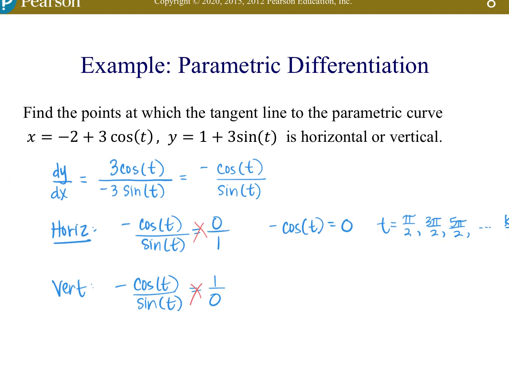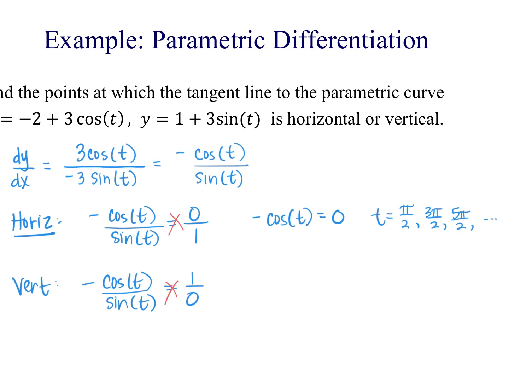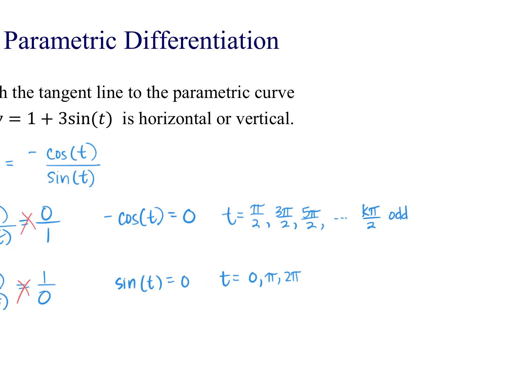For vertical tangents, again, we'll cross multiply, and that will give me the sine of t equals 0. And that happens multiple times as well. The first time it happens is at 0. Then it'll happen again at pi, and at 2 pi, and at 3 pi, etc. So we can generalize that to any k pi, for integers. Okay, k could be any integer.